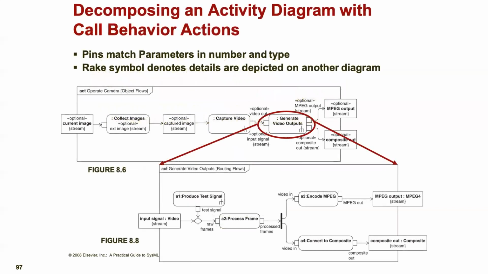For decomposing the activity diagram with call behavior actions, pins match parameters in number and type. The rake symbol denotes details are depicted on another diagram. So here we have a breakout for the generate the video output. And so here we're showing the activity diagram flow of that at a high level, and then we break out a certain specific area as shown in the bottom part.